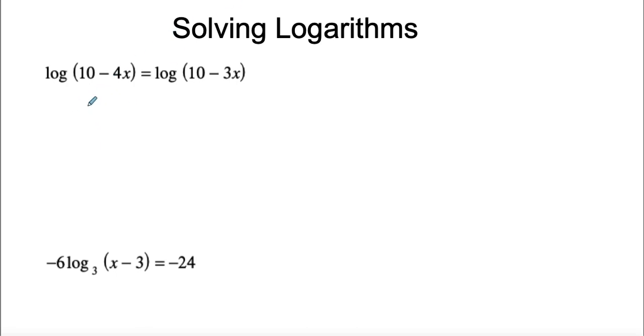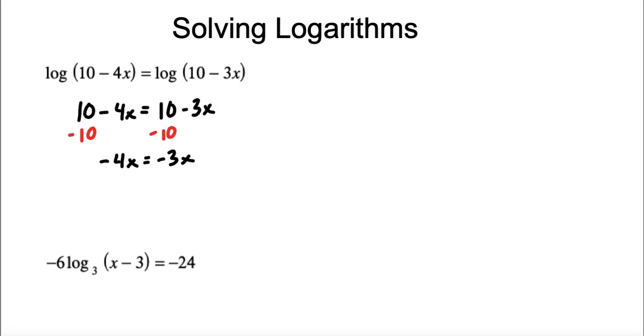So the first one, this is super easy. I'm just going to say 10 minus 4x equals 10 minus 3x. Now I'm going to take the 10 over to this side, so I'm going to subtract 10 here. So minus 10. Now I have negative 4x equals negative 3x. So now I'm going to add 3x to both sides. And that's going to leave me with 0 on this side.